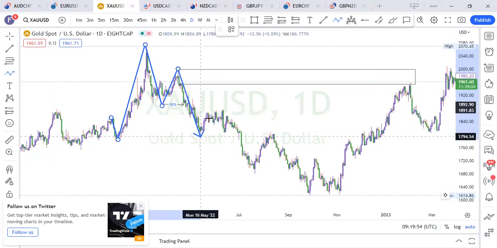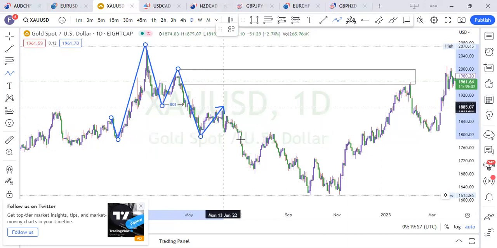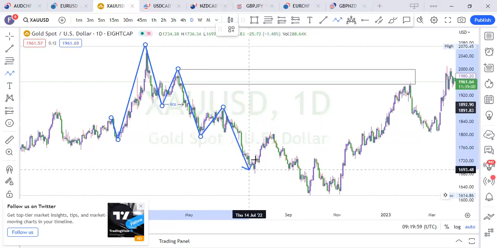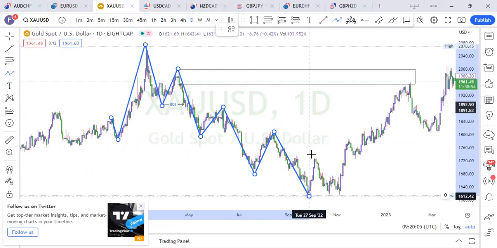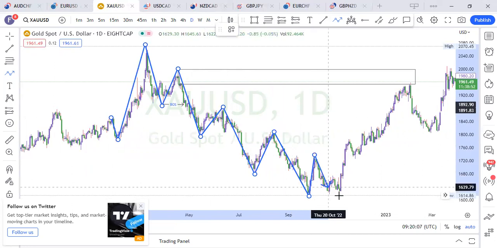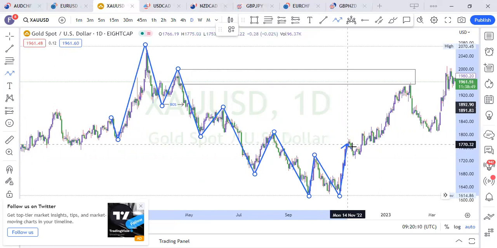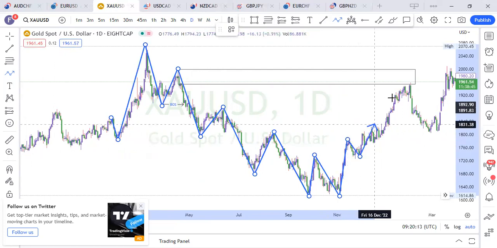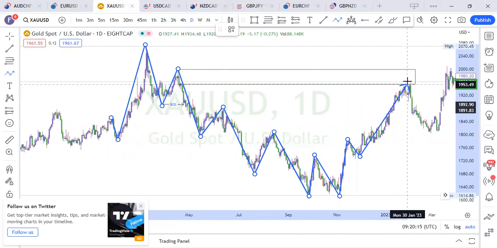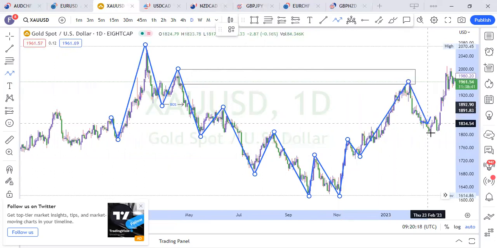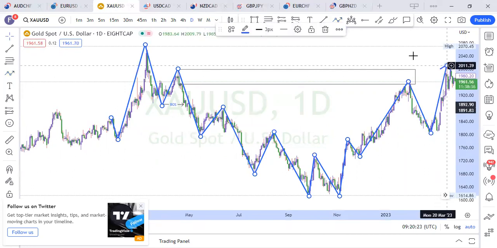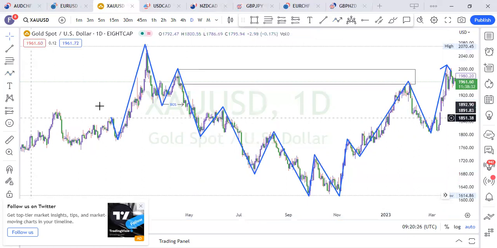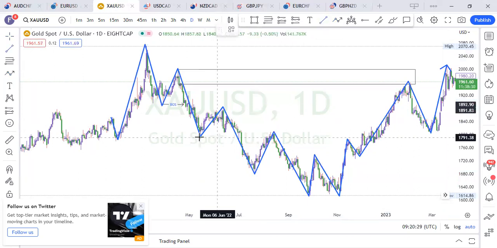And then we now have our new lower low. Lower high. Lower low. Lower high. Lower low. Lower high. Lower low. Lower high. Now, looking at this structure, can you see that we are having a clean BOS to the downside? Yes. Isn't it?